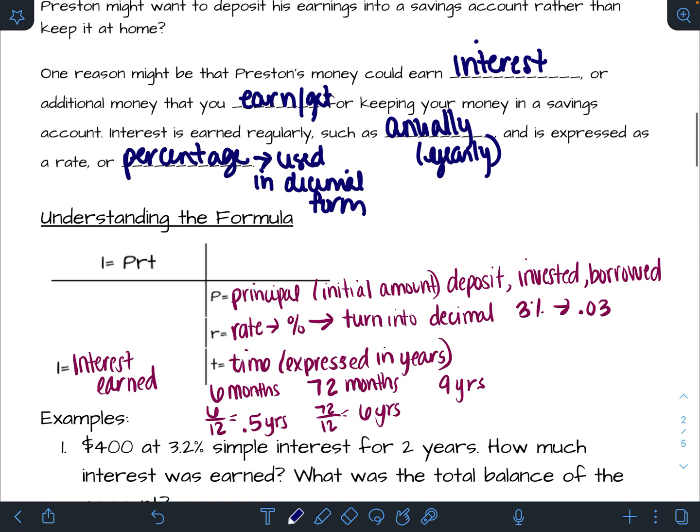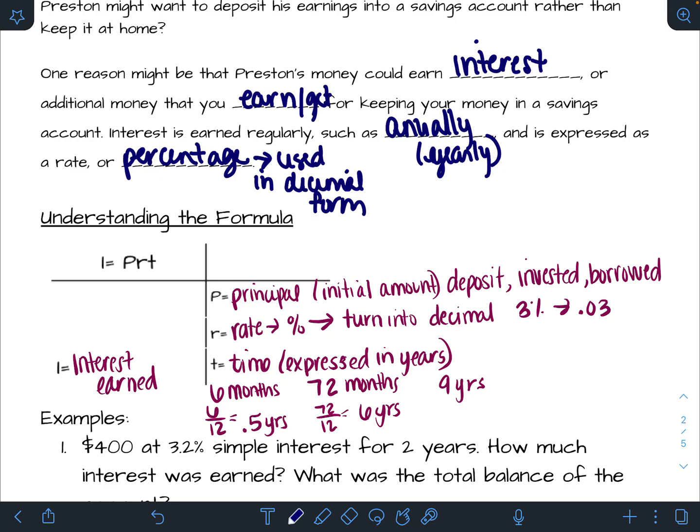Now, you have your formula I equals PRT. Your P stands for principal. It's the initial amount, how much you deposit, how much you invested. But sometimes if you borrow money, you also have to pay interest on it. So your principal can be the amount that you borrow. Your R stands for rate. It's the percent that's given, but we always turn it into a decimal. So if I'm given 3%, I would use 0.03 for my formula.